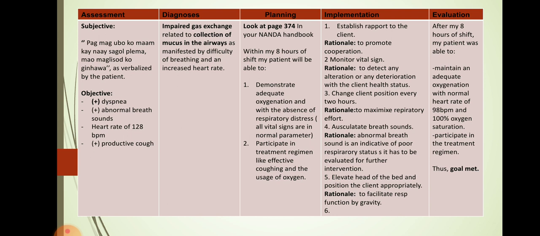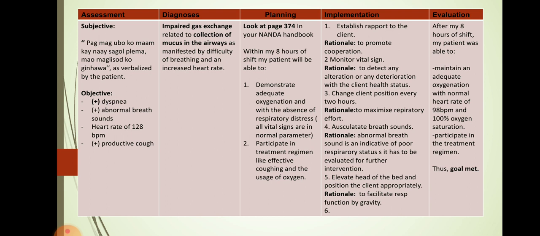So, mao man na di bang tulo? And always remember, don't forget to always put a rationale for every intervention that you offer to the client. Like for example, the first one, you establish rapport with the client. Of course, the rationale would be to promote cooperation. Okay. You can actually create interventions, 8 to 10, max na ang 10 or 12, okay, as long as na may maisip nga related sa client status.